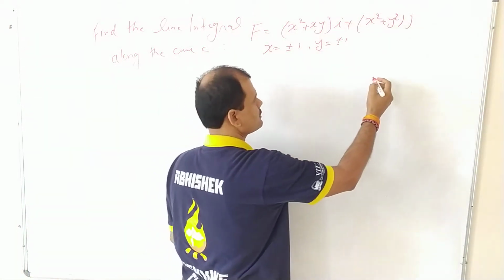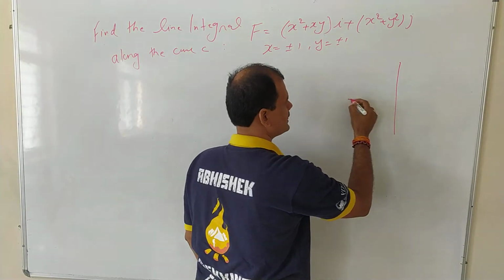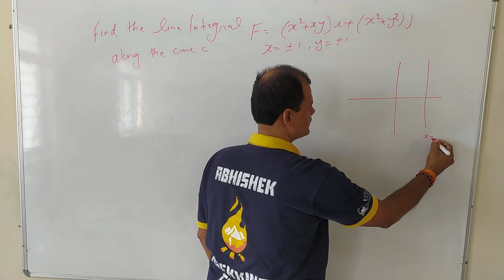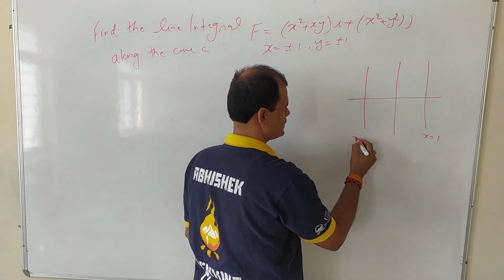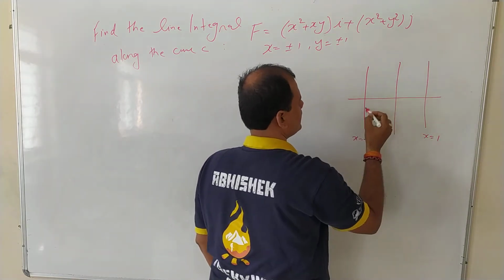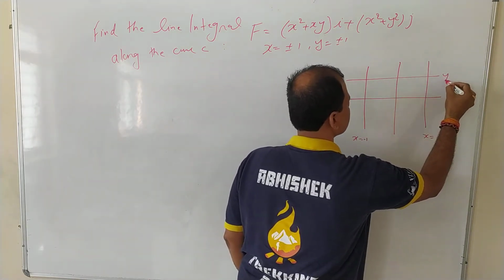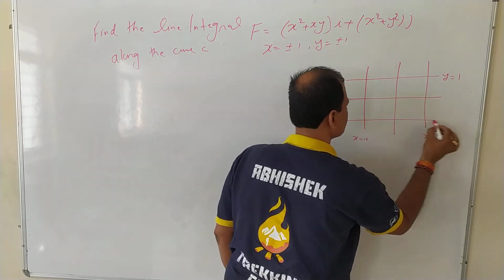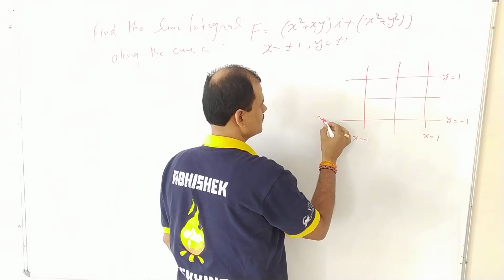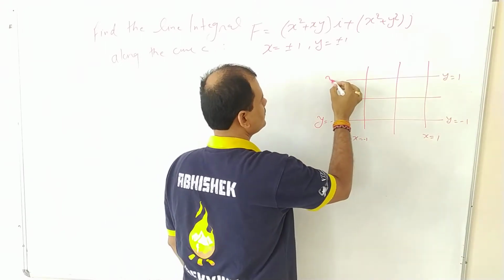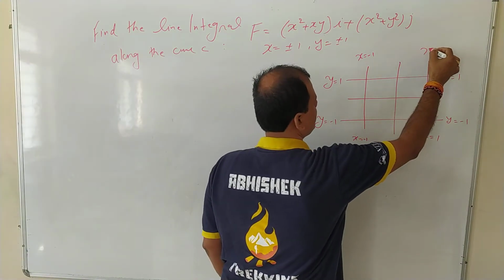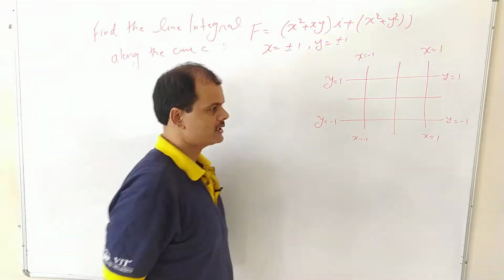Okay, so we'll find out. First we'll see what is this square. So if this is the coordinate axis, this is your x equal to 1 line, right? This is your x equal to minus 1 line. And this is your y equal to 1, and this is your y equal to minus 1. So this is a square, right?